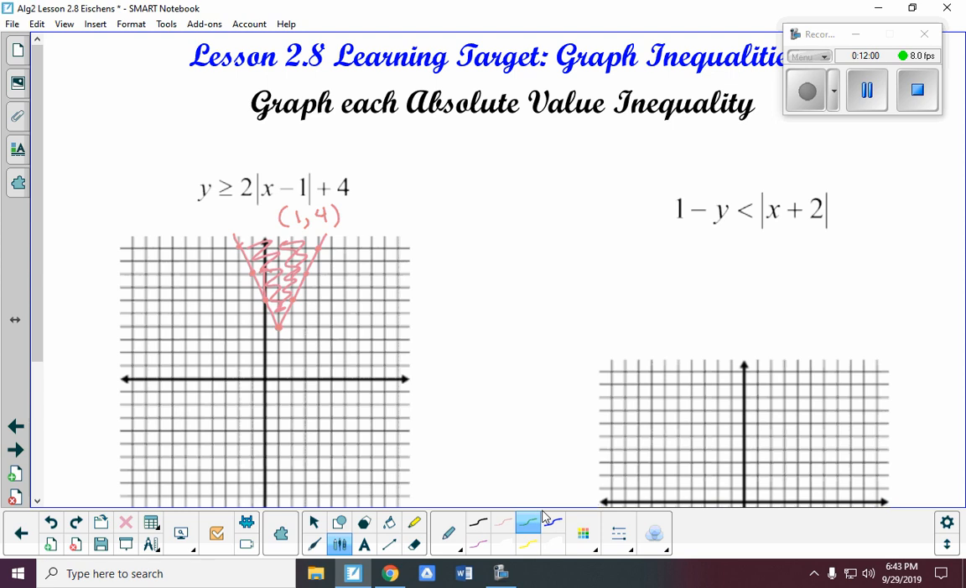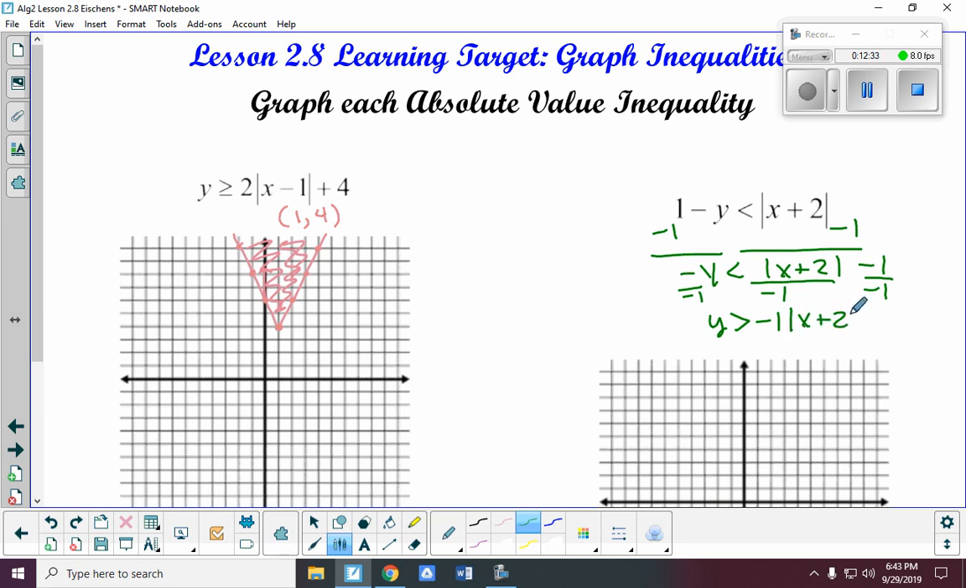Now here's another one. This time y is not solved for yet, so we have to first get it into that form. So we have minus y is less than the absolute value of x plus 2, and then minus 1. And we don't want minus y, so we divide everything by negative 1. So y then, since we divided by a negative, we have to flip the arrow. It would be all of this divided by a negative 1, so that's a negative 1 times the absolute value of x plus 2. Nothing affects the inside of absolute value.